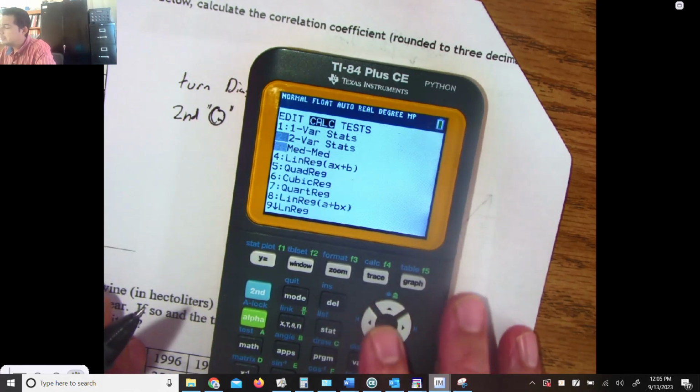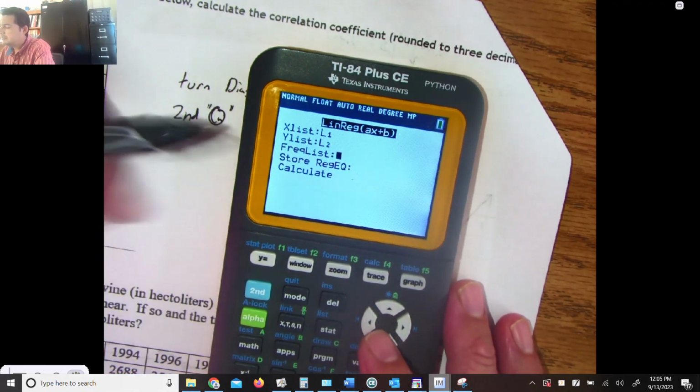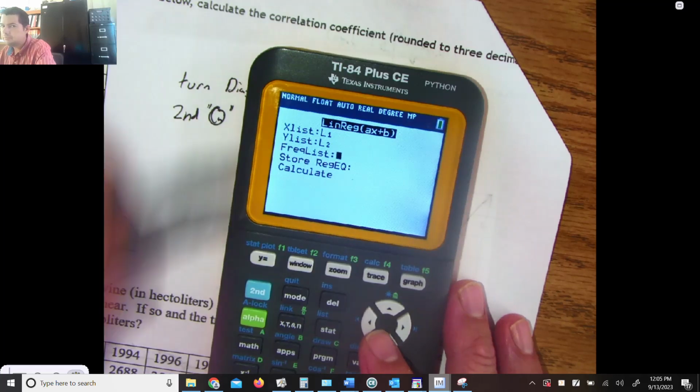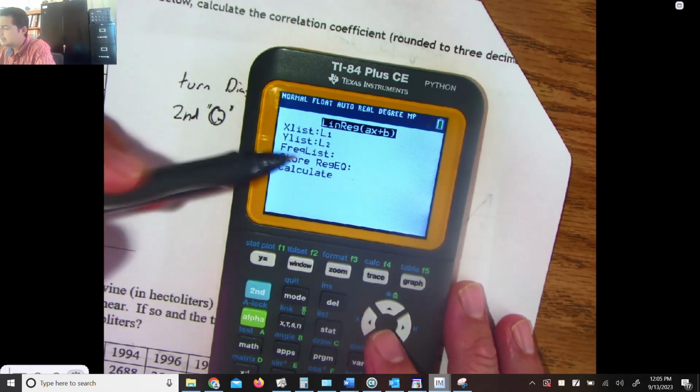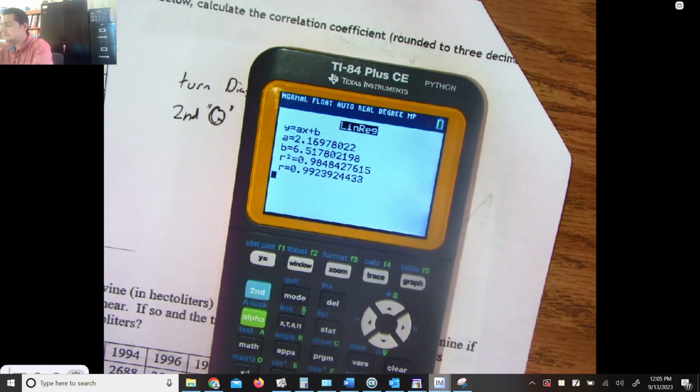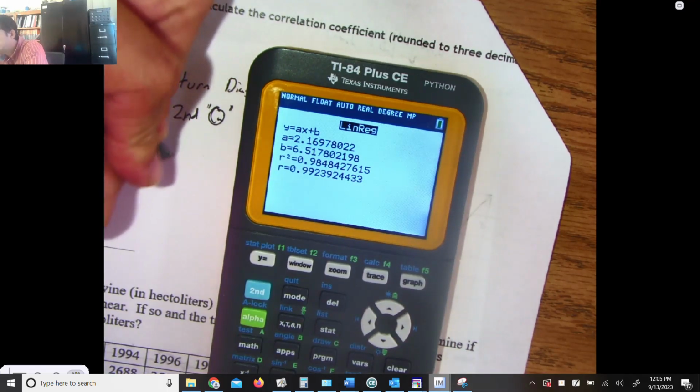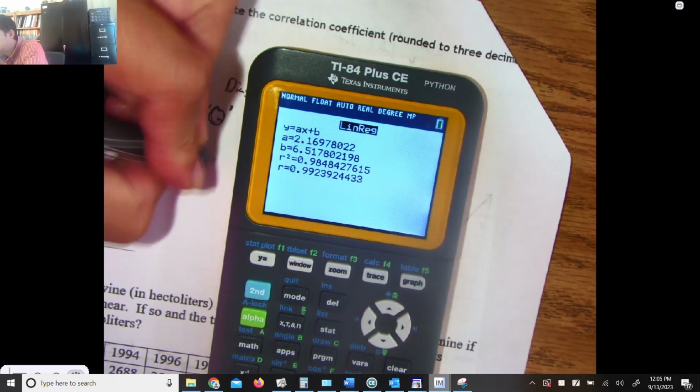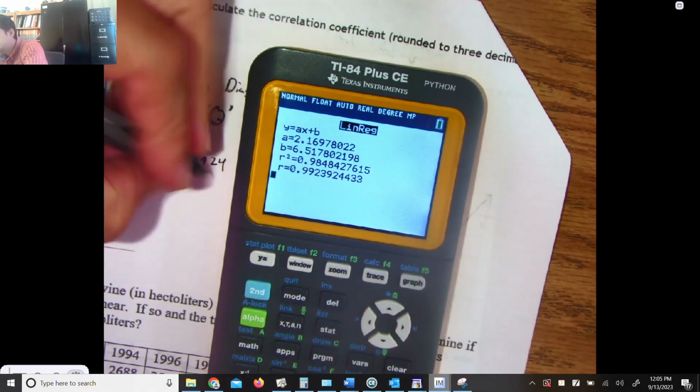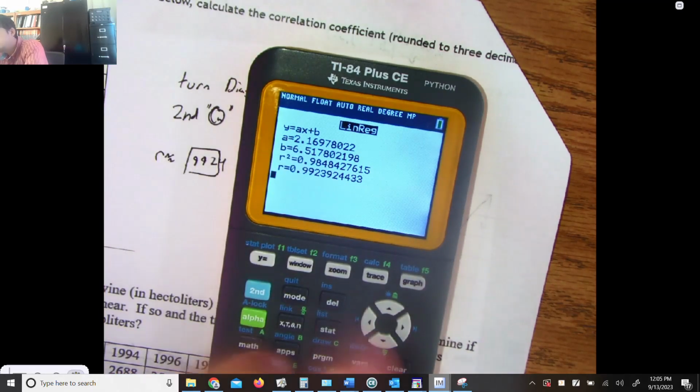Stat, calc, linear regression. If you have anything in frequency list, you have to get rid of it. It needs to be blank. Your screen needs to look like this. Calculate. And according to my TI-84, the R value is 0.9924. And they just wanted 3 decimal places, so 0.992.